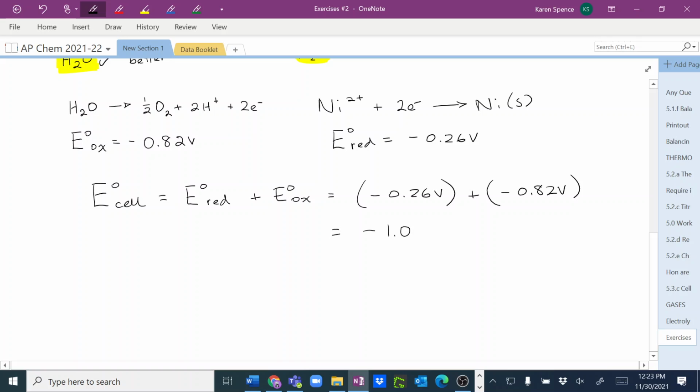Negative 1.08 volts. Did I do my math good? Well, okay, so that is the voltage of the cell. Is this cell going to run on its own? No, it is non-spontaneous. So if I have my power supply and I turn it up to 0.5 volts, will this cell run? No. If I turn it up to 1 volt, will this cell run? No. If I turn it up to 1.1 volts, will this cell run? Yes.